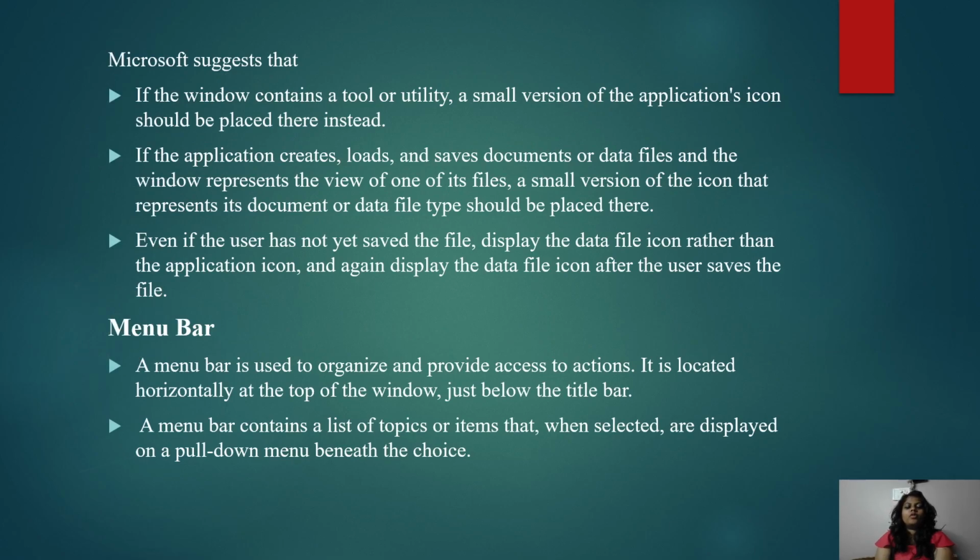Next, we have the title bar icon. Microsoft suggests that if the window contains a tool or utility, a small version of the application's icon should be placed there instead. If the application creates, loads, and saves document or data files, and the window represents the view of one of its files, a small version of the icon that represents its document or data file type should be placed there.